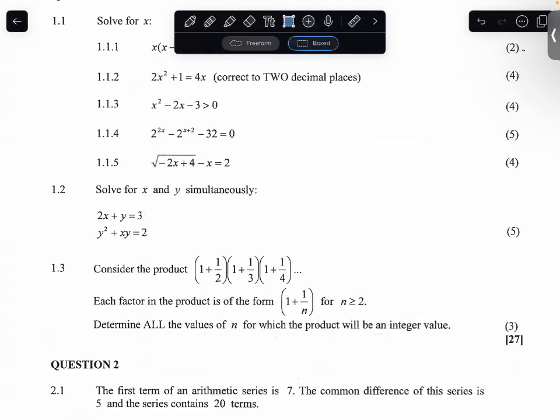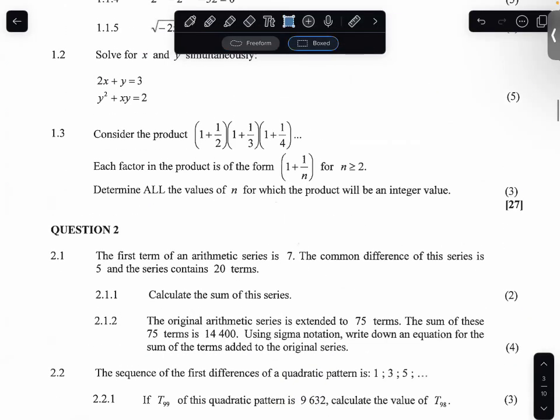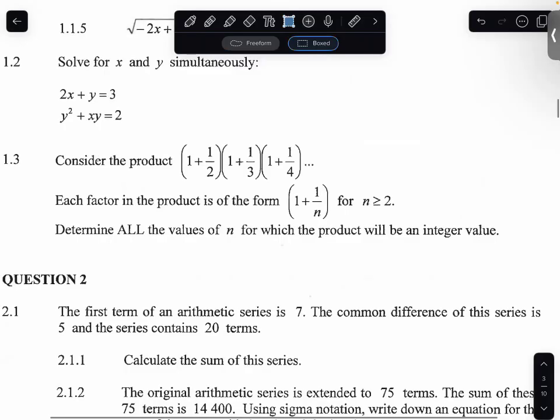All right, and then the last question is always a type of level 4 question. 1.3 says, consider the product 1 plus a half, 1 plus a third, 1 plus 1 over 4. Each factor of the product is of the form 1 plus 1 over n, where n is greater than or equal to 2. Determine all the values of n for which the product will be an integer.